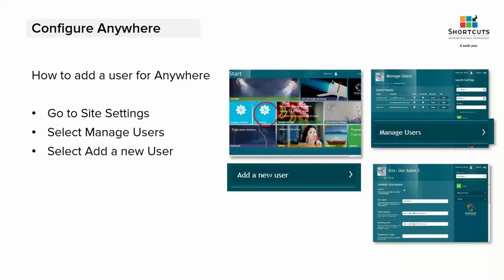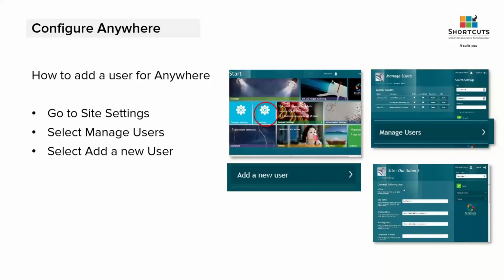So once you're in the console, how do you give permission for the staff so that they can look at their appointments? So you want to go to Site Settings, and it's preferable when you're making your administrator changes to use a computer. So just launch a browser, Chrome or Edge or whichever is handy, log into the console and go to Site Settings. Once you're in Site Settings, on the right side, you're going to Manage Users. And then you're going to select Add a New User.